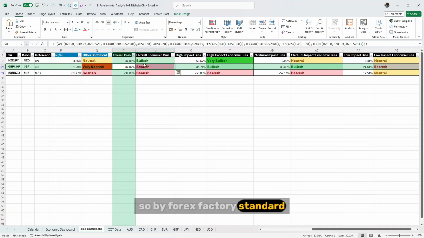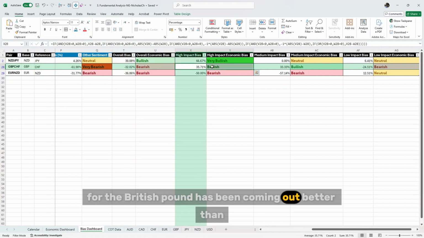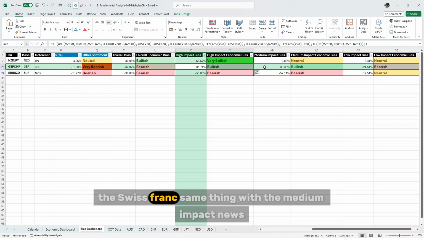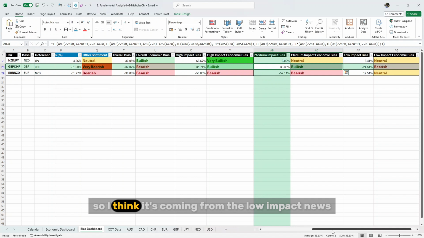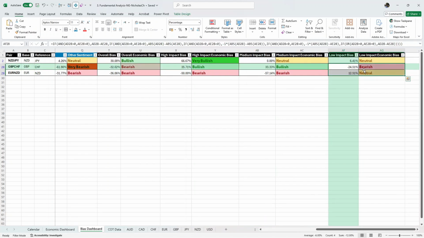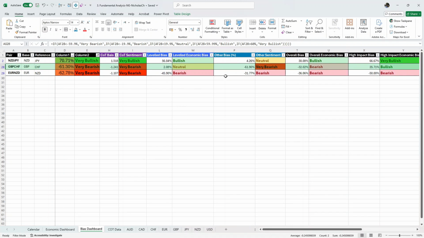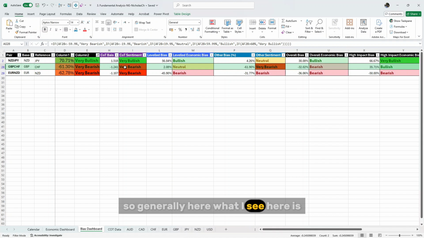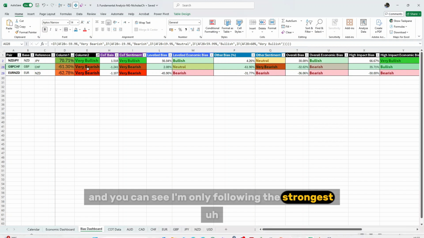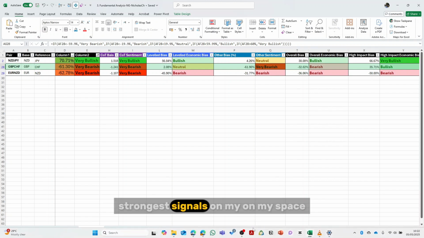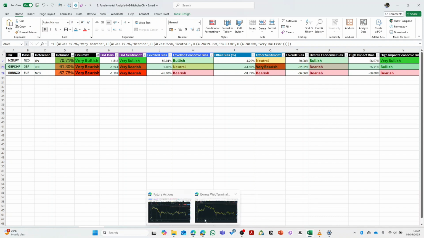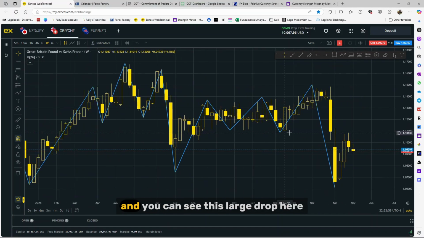Okay, so let's look at what is going on based on Forex Factory. By Forex Factory standard, overall the news is bearish, but the high impact news for the British pound has been coming out better than the Swiss franc. Same thing with the medium impact news. So I think it's coming from the low impact news. That is based on Forex Factory's analysis. Generally, what I see here is there is more tendency to go down than to go up, and you can see I'm only following the strongest signals on my space.